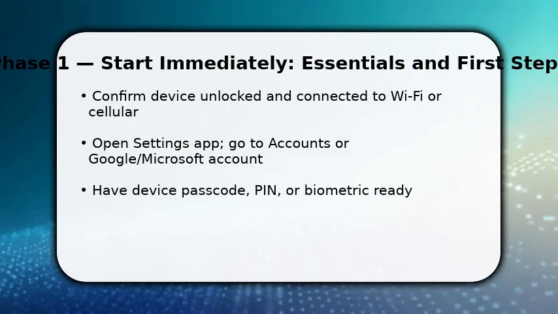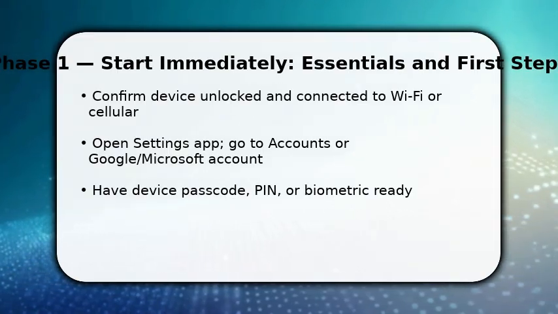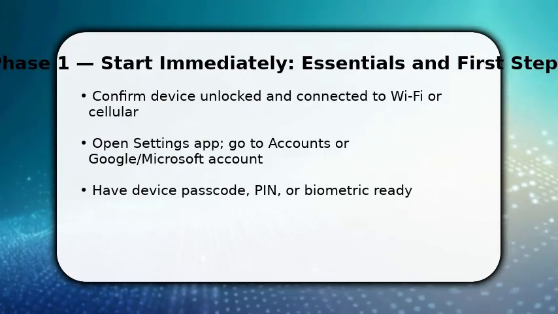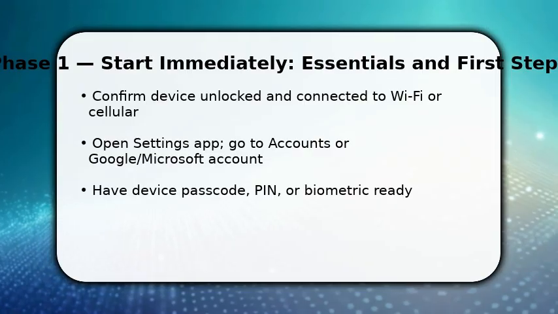You start by confirming the device is unlocked and online because changes sync to your account. Open Settings and go straight to Accounts or the specific Google/Microsoft account section. Once there, choose the Device Management or Security entry. This is where Find My Device lives.